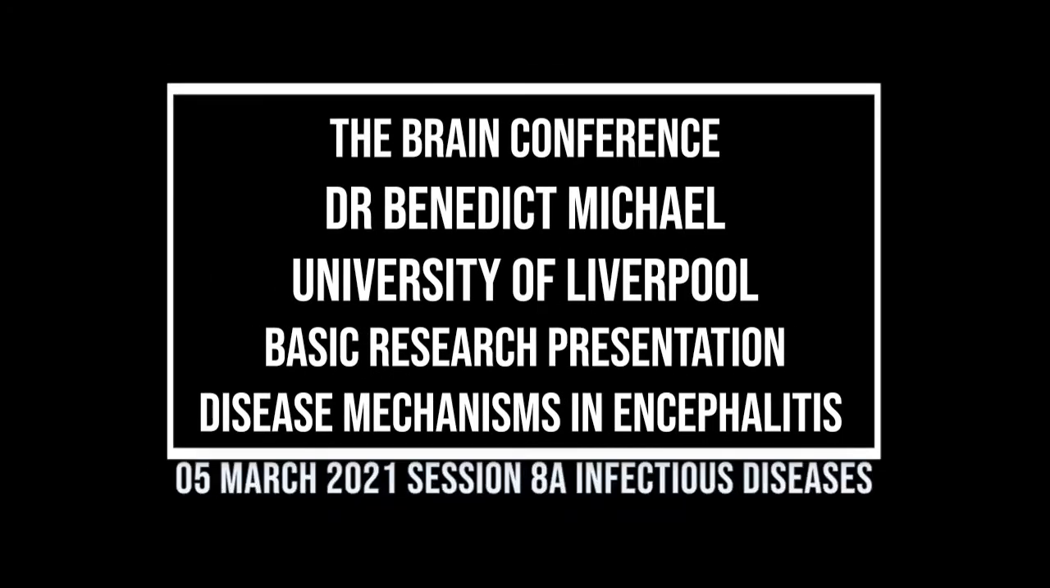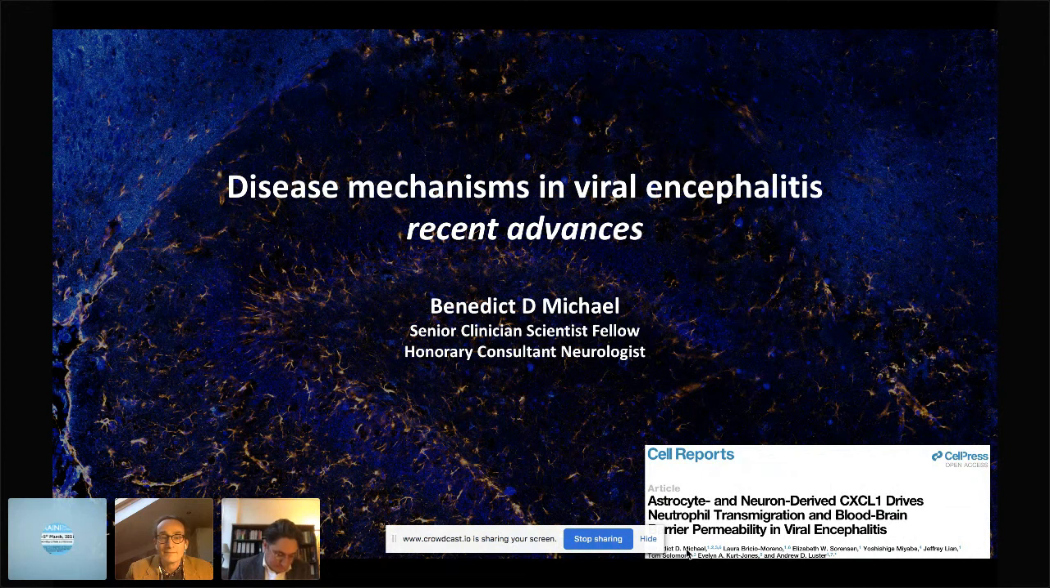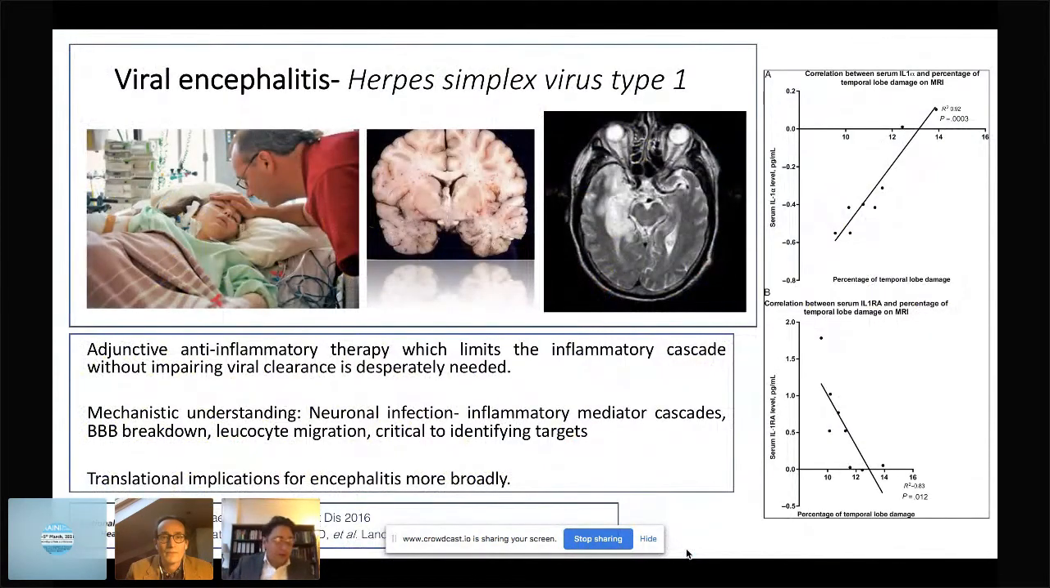You're marvellous. I'll start. So, disease mechanisms in viral encephalitis. As we've heard from Nick, the most common cause of viral encephalitis is HSV type 1. Adjunctive anti-inflammatory therapy, which limits all the inflammation that we've been hearing about without impairing clearance of the virus, is desperately needed, because many of these patients, despite acyclovir, will die. And as we've heard, the majority of survivors are left with significant neurological or cognitive sequelae.